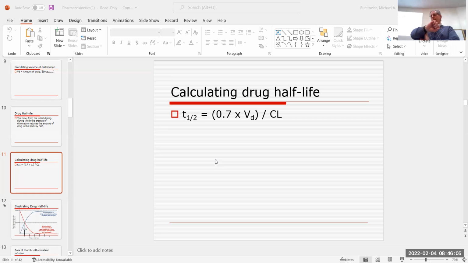All right, so that finishes it. We'll start on Monday talking about loading doses. We'll go from here into biotransformation. And then we will go from biotransformation into drug-drug interactions. And then from there, we'll talk about medicines for the heart.